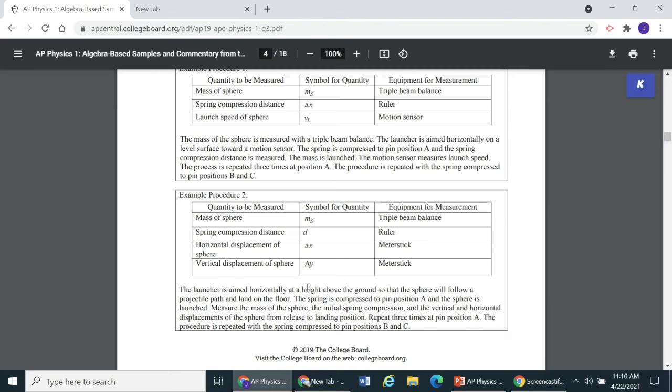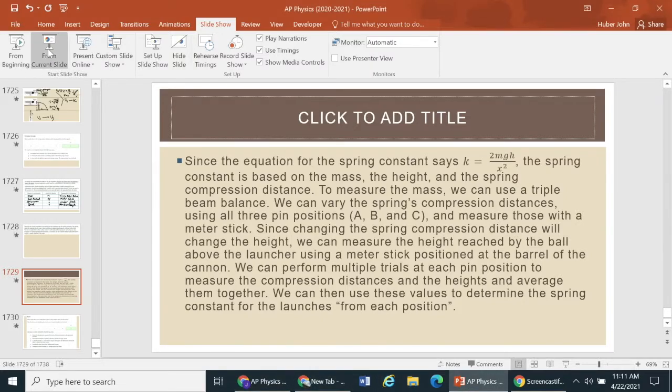Now, what I think is weird about the example procedure that they gave here is they didn't actually talk about using the equipment. I really think you should use the equipment and talk about it in your procedure. Measure the mass of the sphere using a triple beam balance. Measure the initial spring compression using the ruler. Just make it clear to the person who is grading your paper that you know what you're talking about.